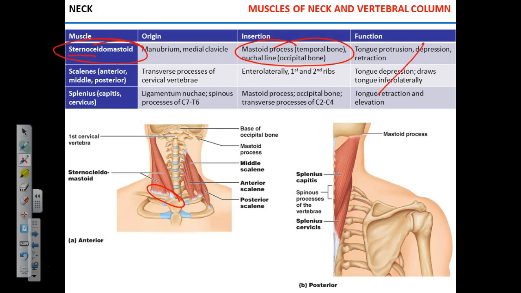Oh, yeah, that is totally wrong. The function is just totally wrong. I copied the entire table and forgot to put the function. So sternocleidomastoid will be responsible for the rotation and extension of the head. Does that make sense? Let me write it down.